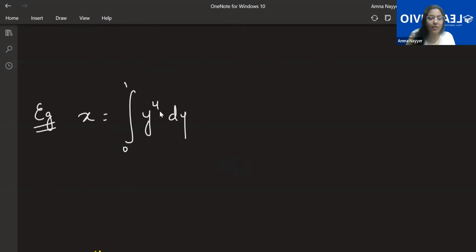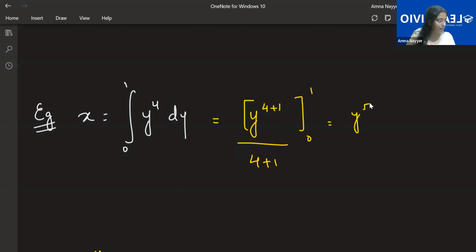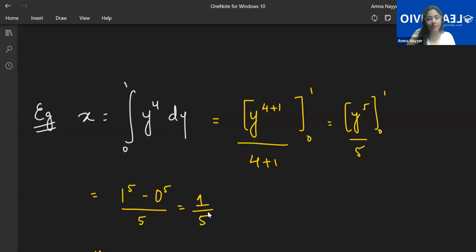See, y to the power 4 and dy is there. So we are integrating y. All these things will be representing one or the other things. So when we have y to the power 4 plus 1 divided by 4 plus 1 from 0 to 1, that is y to the power 5 divided by 5 from 0 to 1. Now 1 to the power 5 minus 0 to the power 5 by 5. Answer is 1 by 5. Got it?